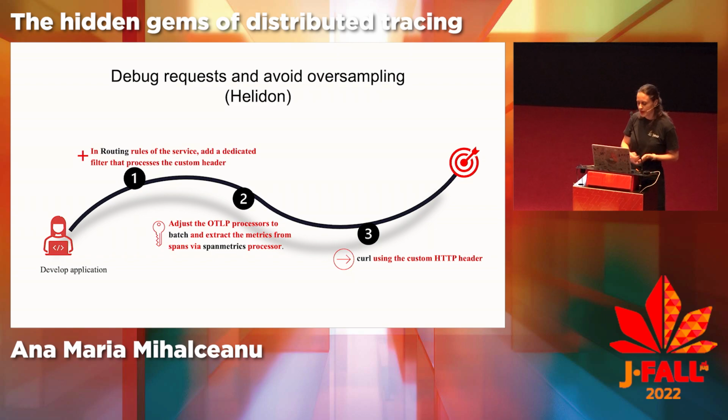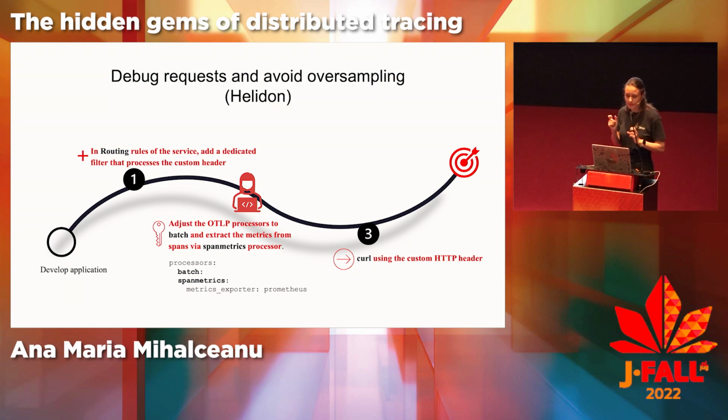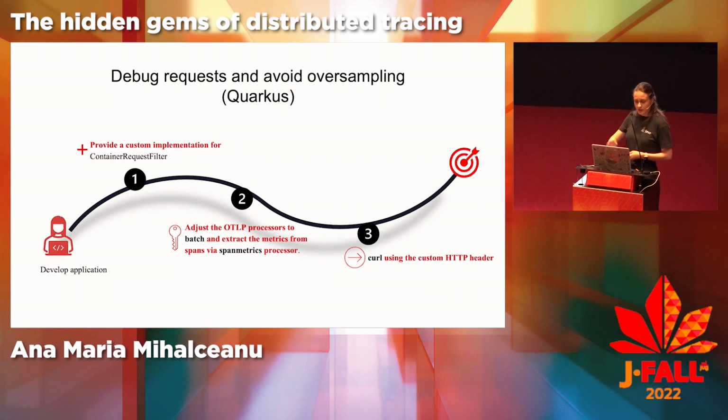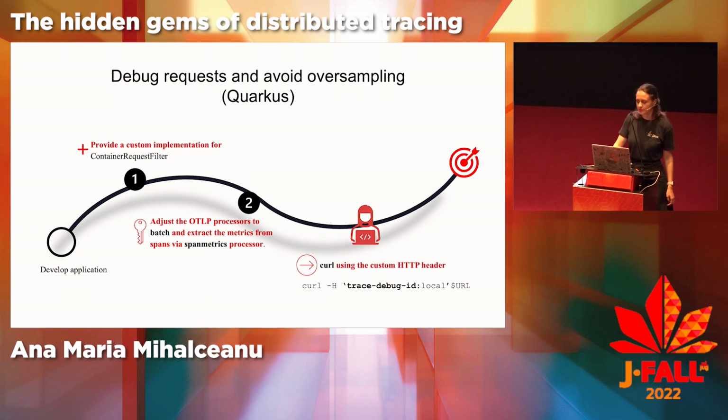So for Helidon, I just added some rules in my routing for the endpoint: any endpoint, just go through that filter and process my custom header. Then I adjusted the OTLP processor to use the batch span processor. Please remember that, use the batch span processor, because I'm going to show you another configuration in a bit. Then I just curled, to get more requests. So that was it. Then on the Quarkus side, of course, I had my container request filter. Again, the same thing, the processor. Then I put the batch, and then I'm just curling.